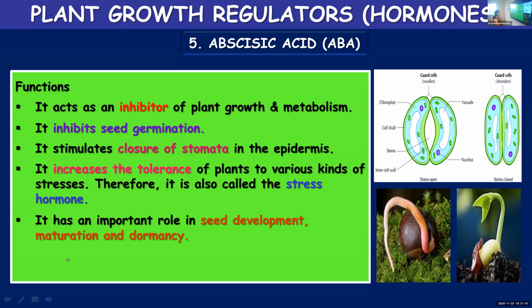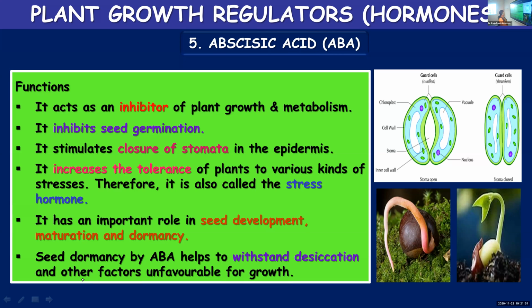It plays an important role in seed development, maturation, and dormancy. Seed development, maturation, and the state of inactivity. In all these cases, this particular hormone plays an important role. Seed dormancy by ABA, or abscisic acid, will help to withstand desiccation and other factors which are unfavorable for growth. When the seed is in a dormant stage, it is capable of withstanding desiccation. Desiccation means lack of moisture, extreme dryness. When they remain in an inactive stage, by the activity of ABA, they can withstand it.